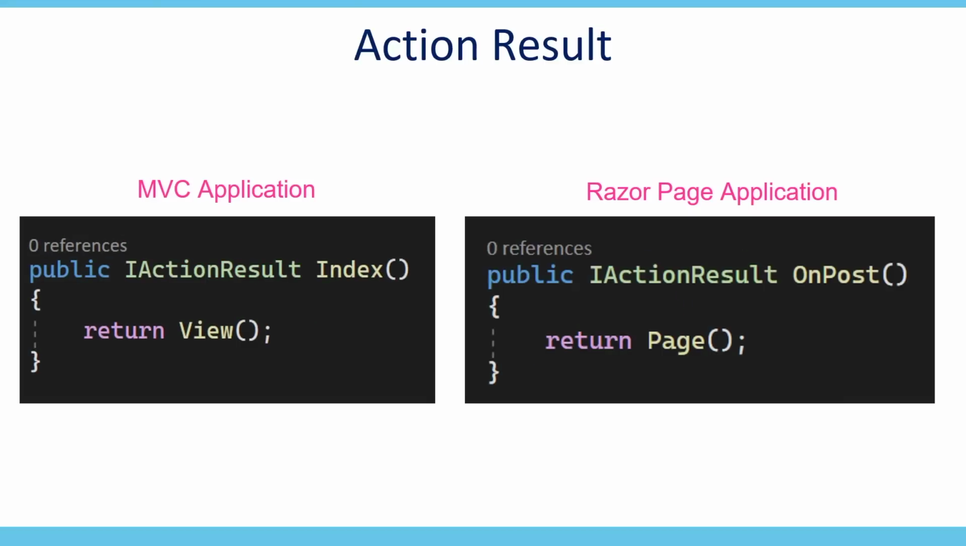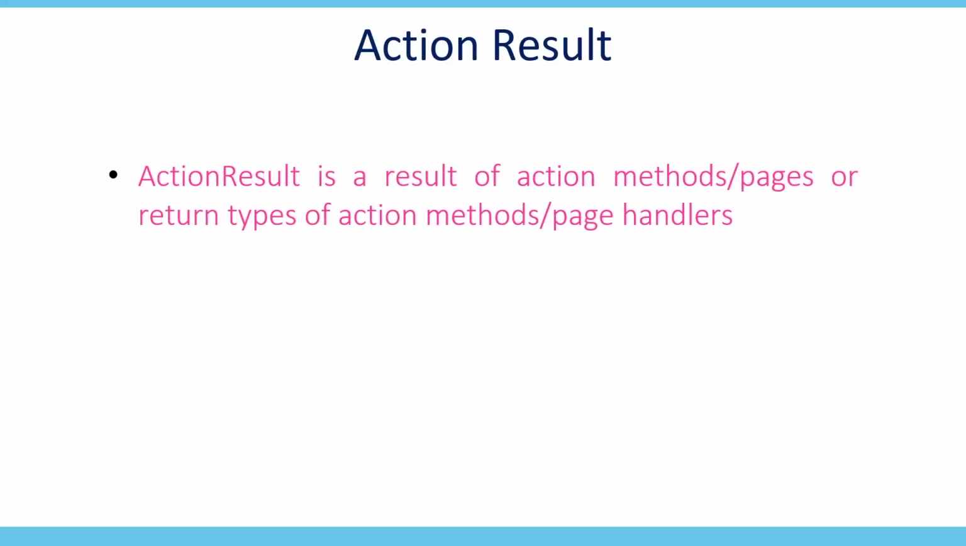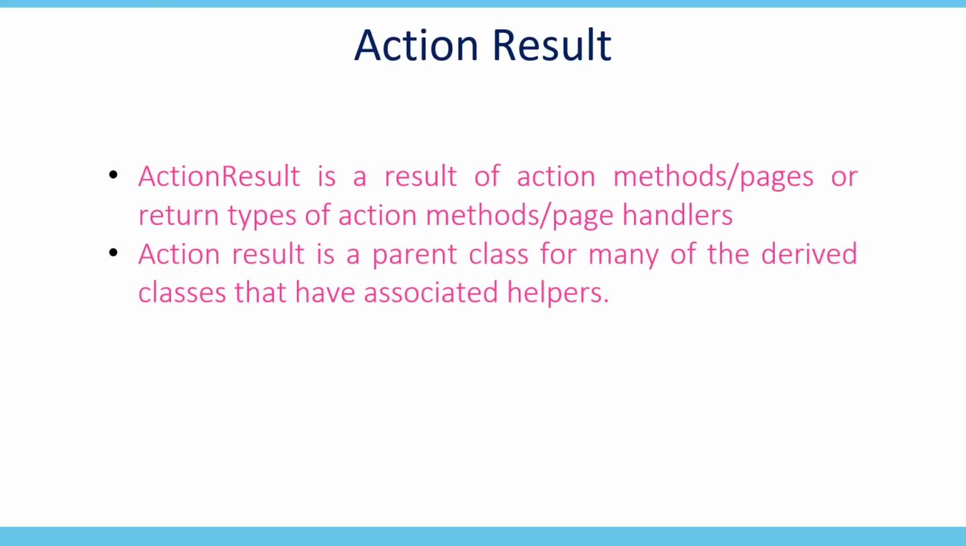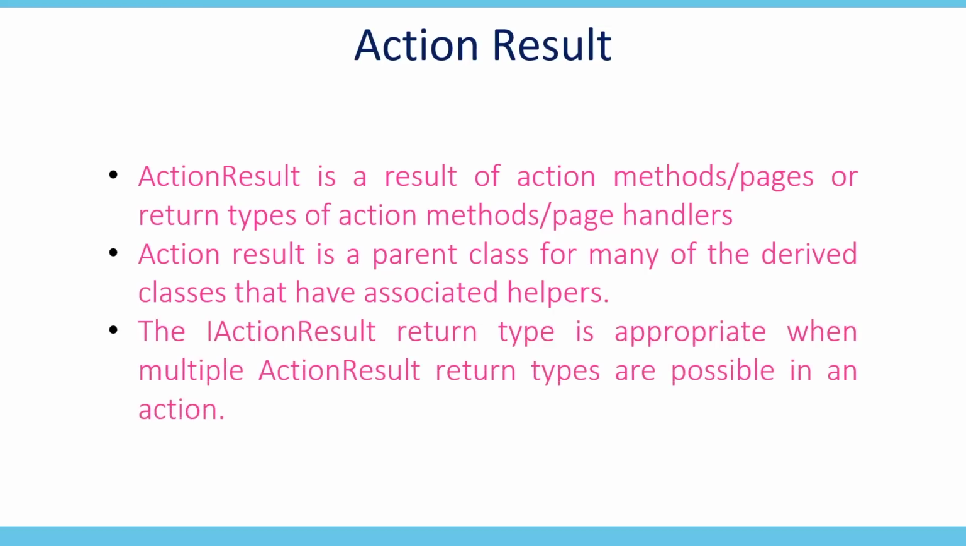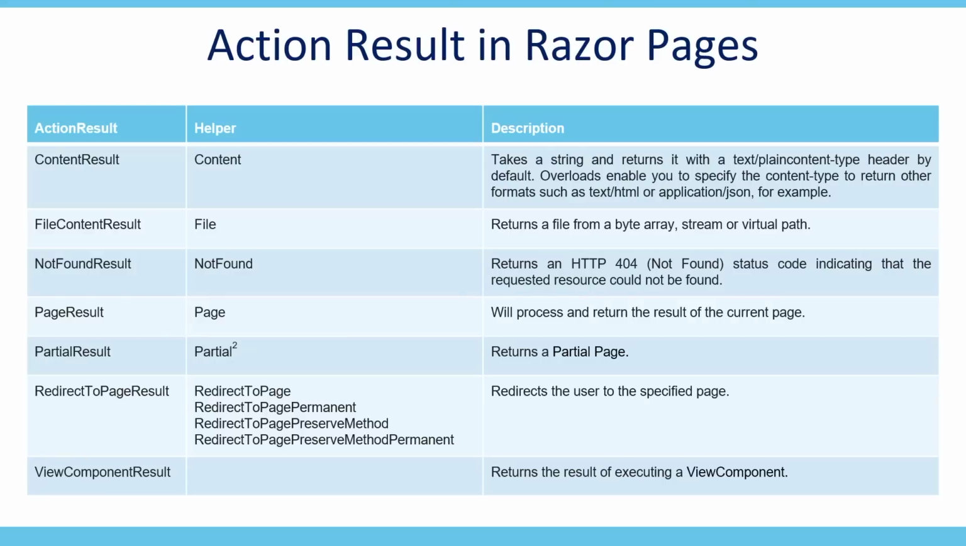So now, what is the advantage of IActionResult? First, let's understand some theory. ActionResult is a parent class for many of the derived classes that have associated helpers. The IActionResult return type is appropriate when multiple action result return types are possible in an action. Let's take a look at some of the helpers and action results.